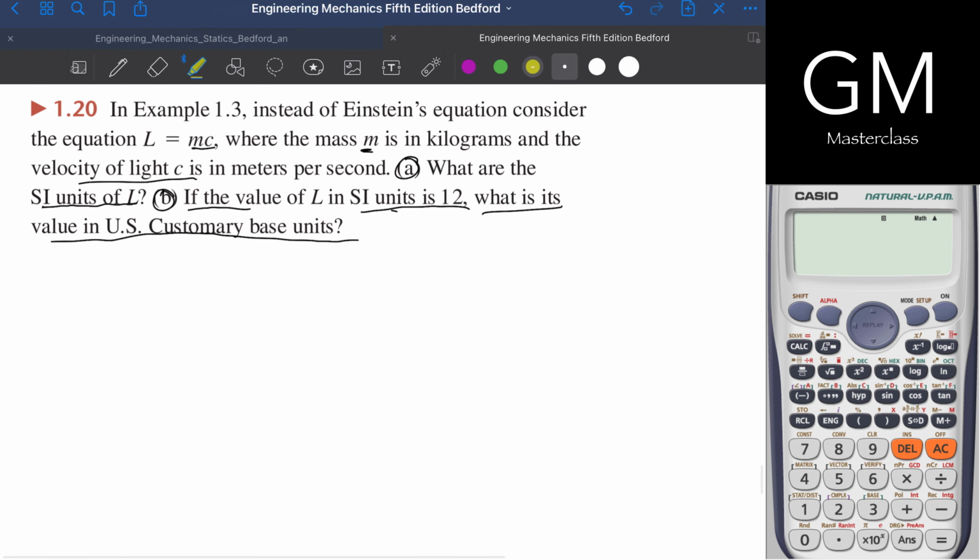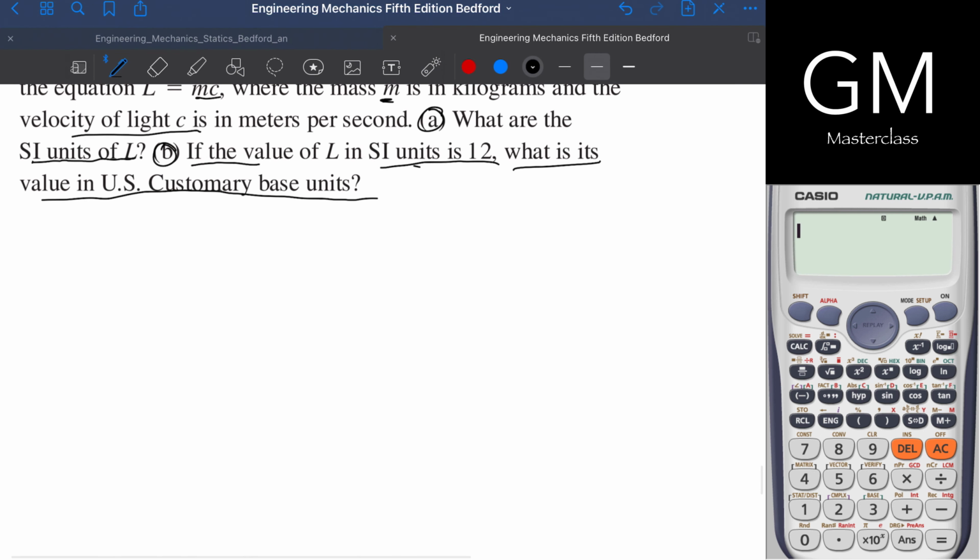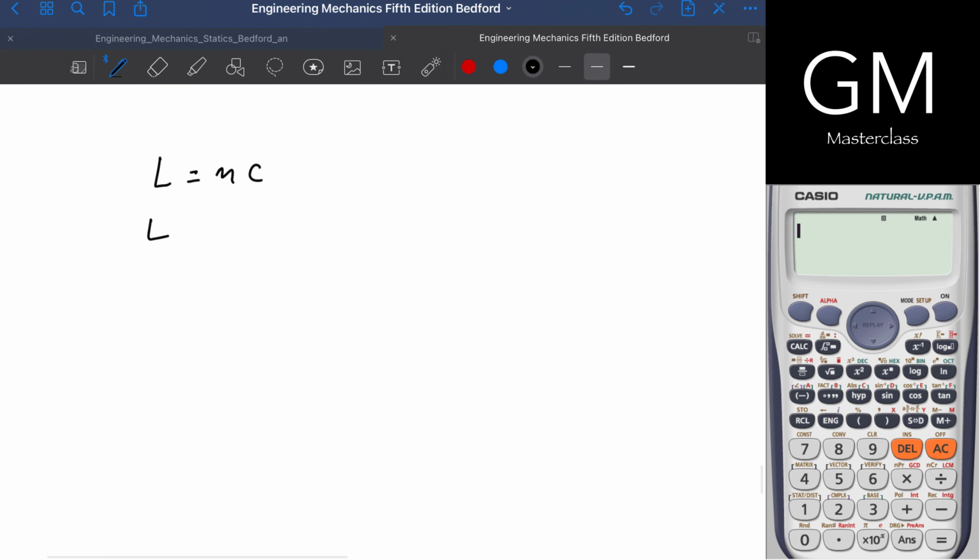Well, the first thing that we have to recognize here is that I don't care about the information in Example 1.3. Because what we have to do is to take into account the principal equation and then use some change of units along the exercise. So let's begin with that. The principal equation is L equal to mc. The exercise is telling me that m is in kilograms and c is in meters per second.